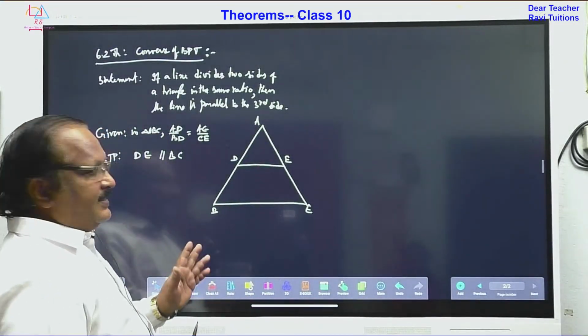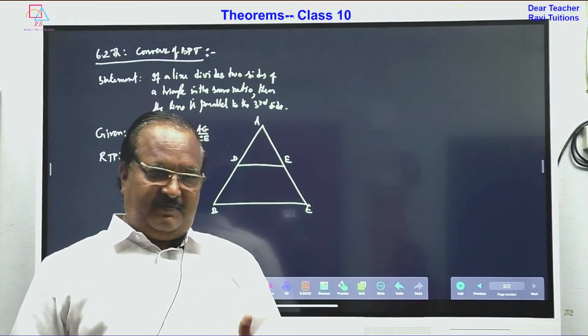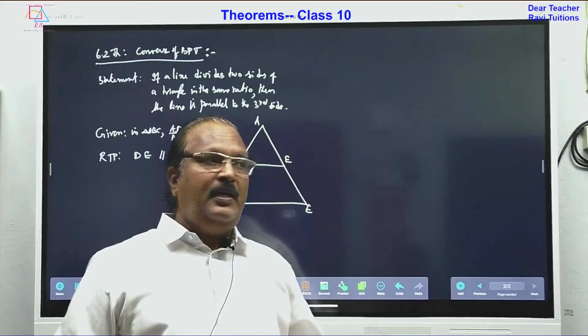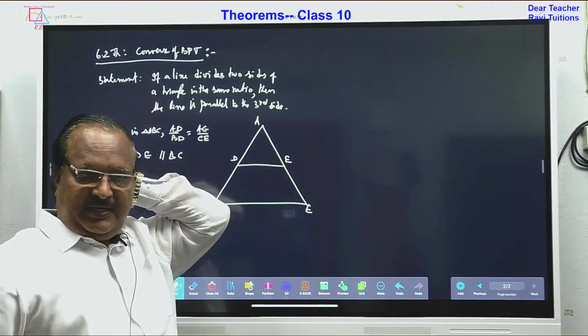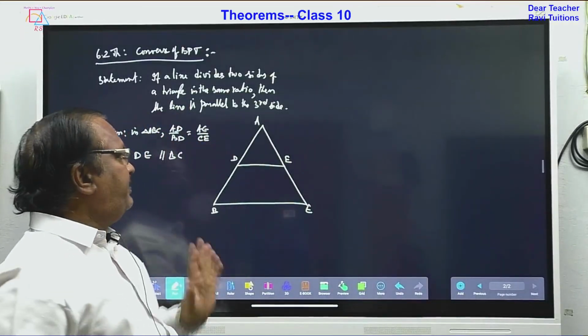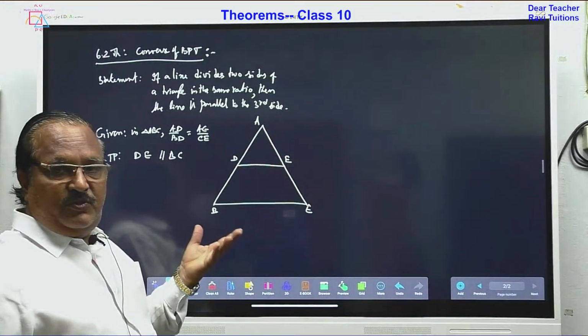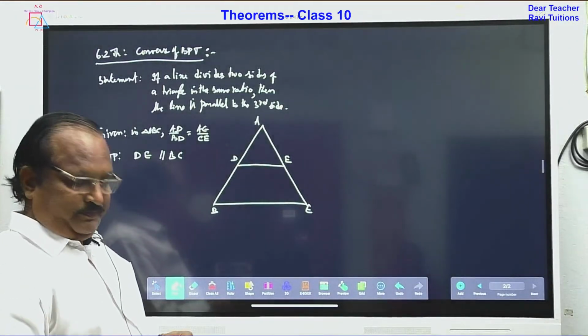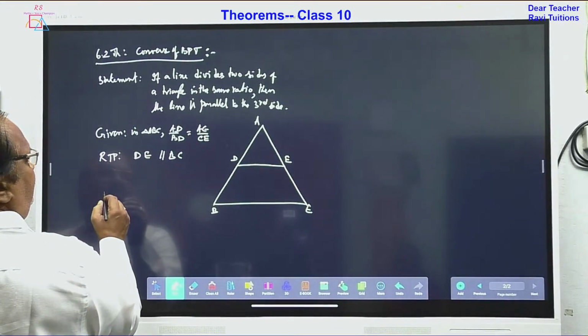Now for this, in any converse, we should bring the original theorem to prove. We have to take the help of the original theorem. Original theorem is the basic proportionality theorem. So that theorem we have to bring. This proof is to be done as an indirect proof.